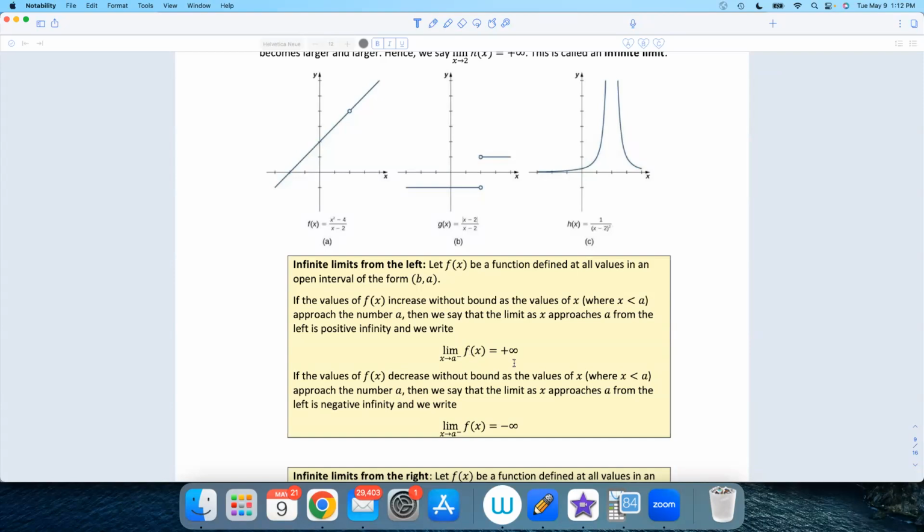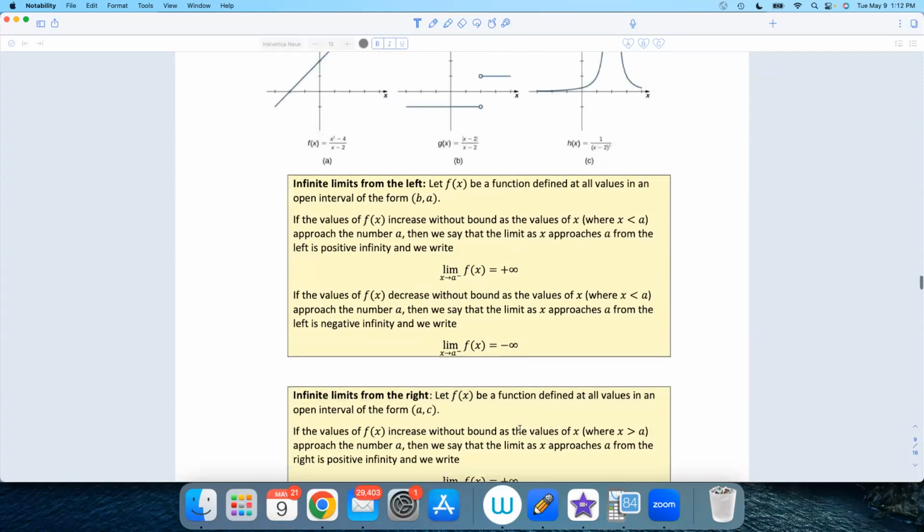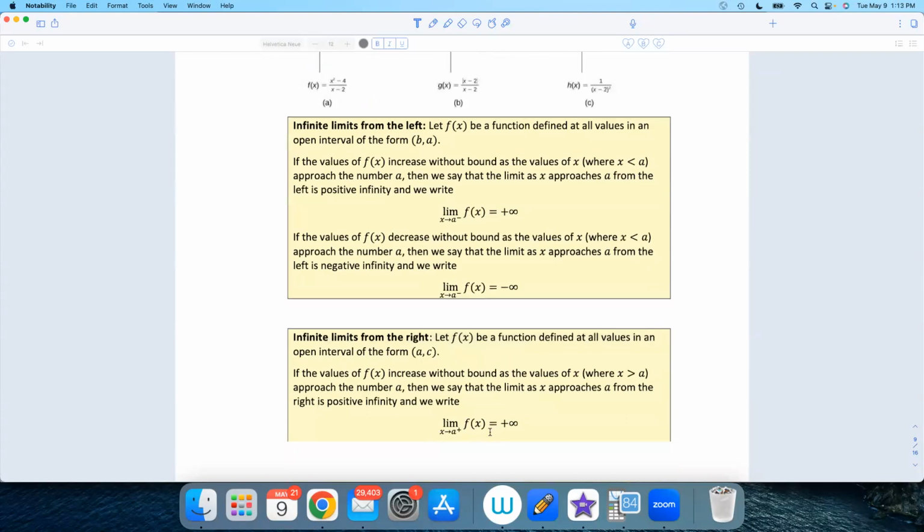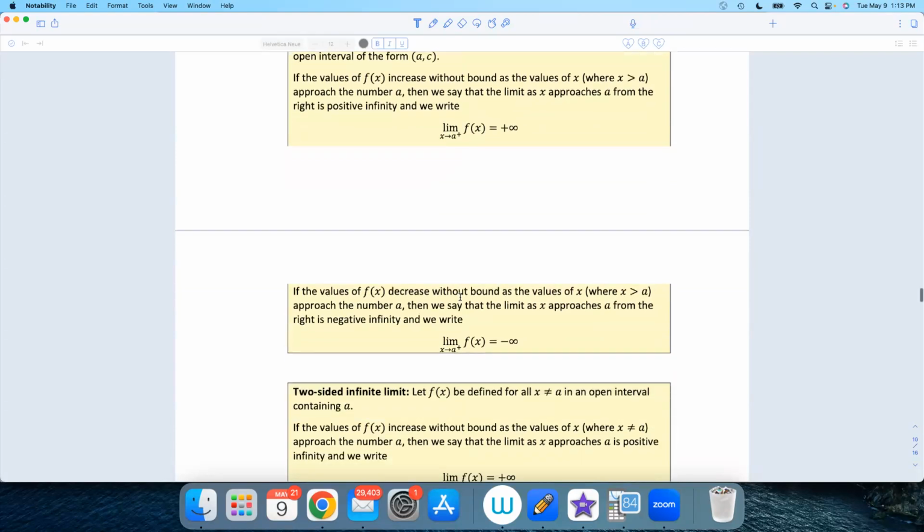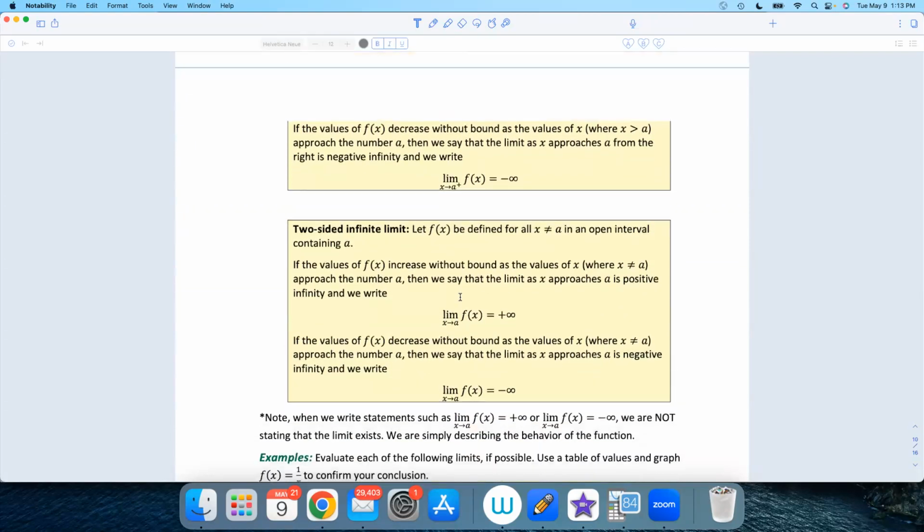And similarly, if my function's going down, we might say we're approaching negative infinity, and we can approach from the right instead. Remember, the little plus means you're coming from the right. The little minus means you're coming from the left. And if both of those happen to agree, then we might write the limit as x approaches a of f of x equals infinity, or if we're going down, negative infinity.